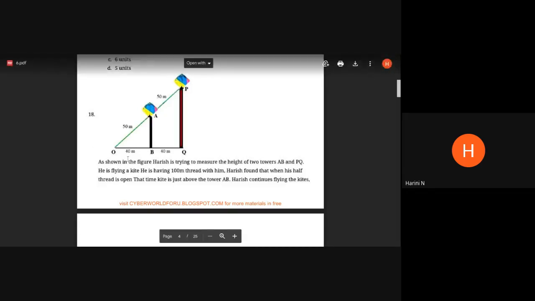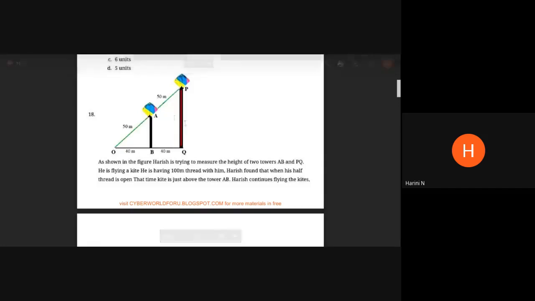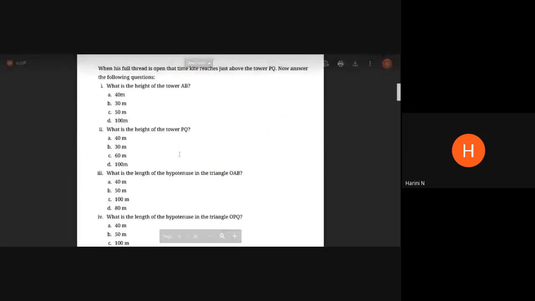You know, OA by OP will be equal to OB by OQ and AB by PQ. So you can use those ratios to find out the length PQ. That is one way. Otherwise, you can take the bigger triangle as a right triangle, substitute in the Pythagoras theorem and get the value of PQ. In both ways, what should be your answer? PQ is 60 meters.